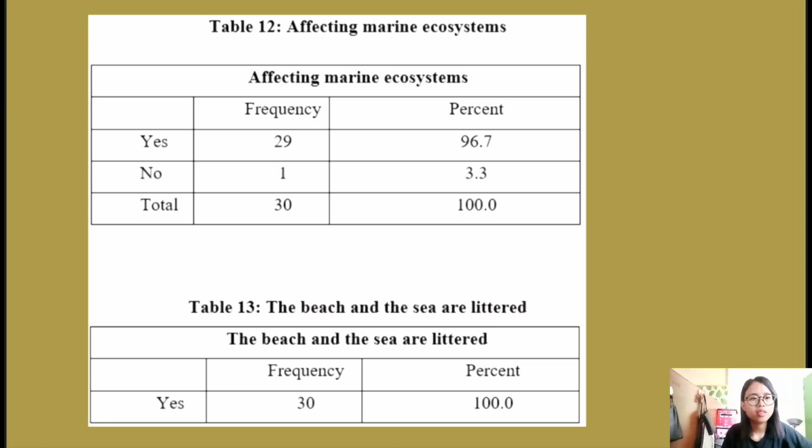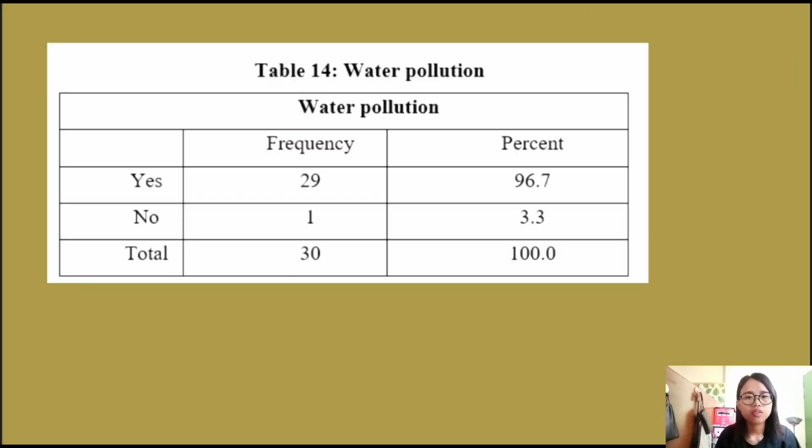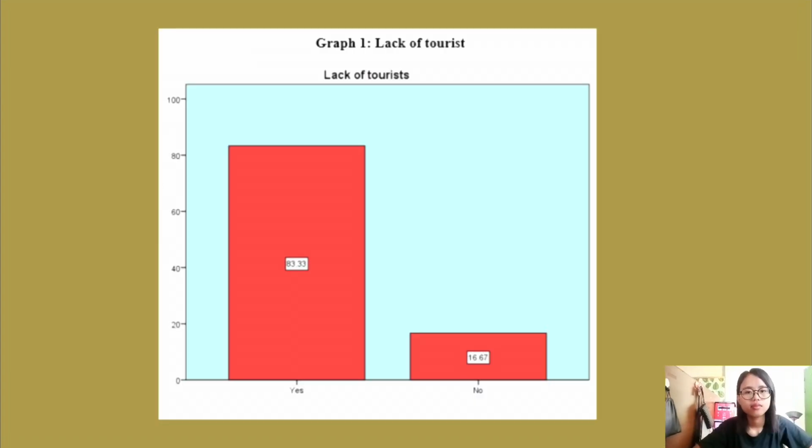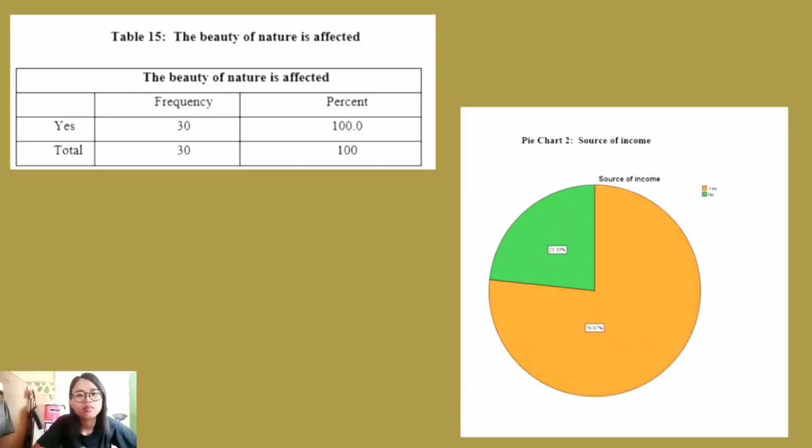Table 13, the beach and the sea are littered, shows 30 respondents agree the pollution damages the coast and pollutes the sea. Water pollution: 29 respondents, 96.7%, agree with the effect as a result of ecotourism activity. 1 respondent, 3.33%, disagrees that ecotourism has caused water pollution. Graph 1, lack of tourists. 35 respondents, 83.3%, agree with the effect of causing a decline in the number of tourists visiting there, while only 5 respondents, 16.7%, disagree.